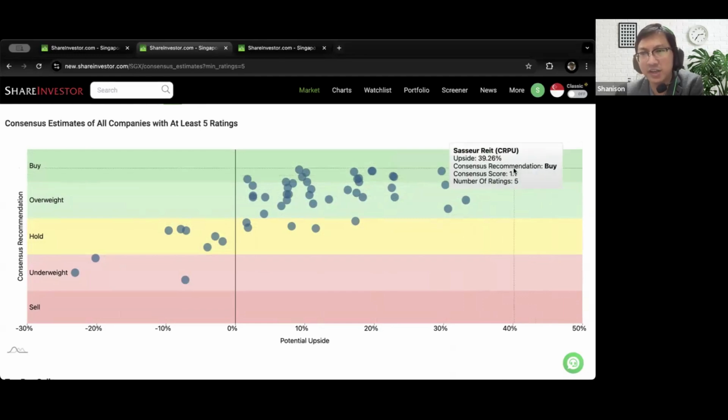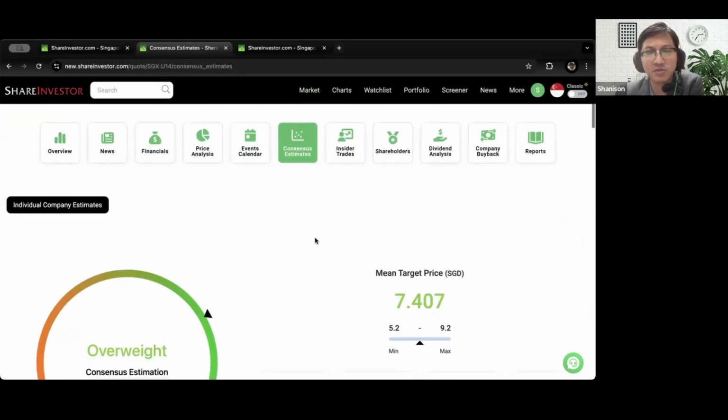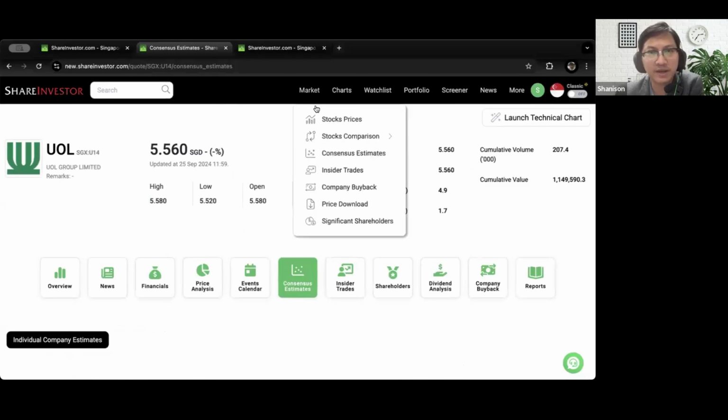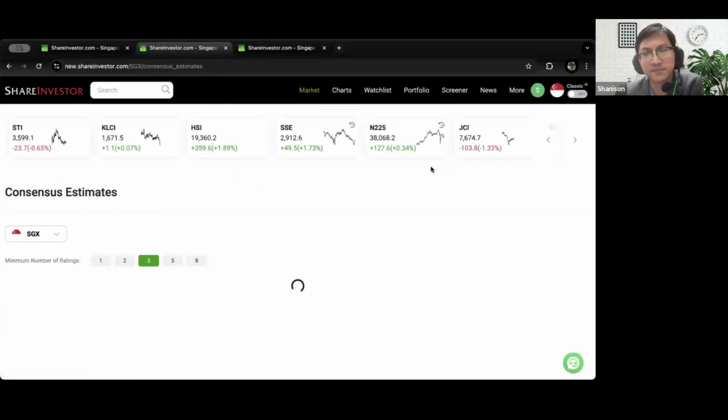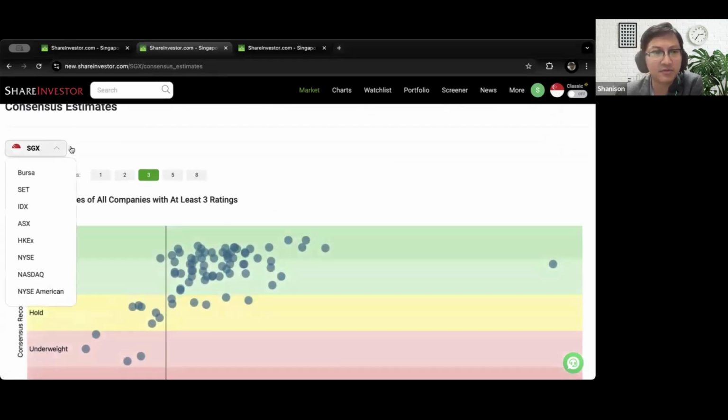And if you want to find out more information, you can click on it. Let's say this UOL. You can click on this dot over here. It will bring you to UOL's consensus estimates. Okay. So before you go into individual companies, let's go back to the whole market first. And same thing for other markets also.